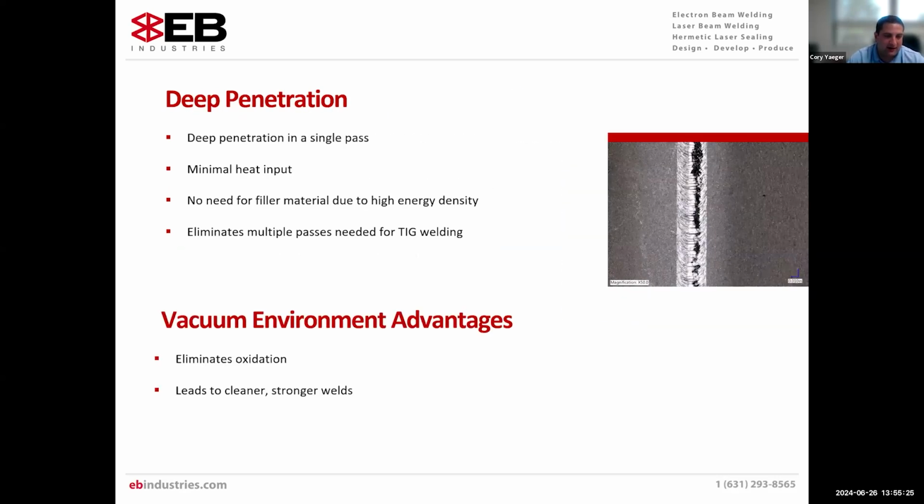I also wanted to talk about the deep penetration that we're able to achieve. Typically, to get deep penetration, you're hammering these parts with a very large amount of heat. But our EB welding process is very pure and very efficient, so we're able to achieve extremely deep penetration. As I mentioned earlier, it's upwards of 3 inches in steel with one single pass. That greatly eliminates distortion and stress on the part, which is very important when we're talking about the longevity of some of the applications we're working on.